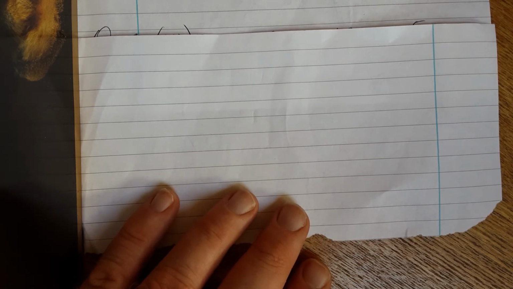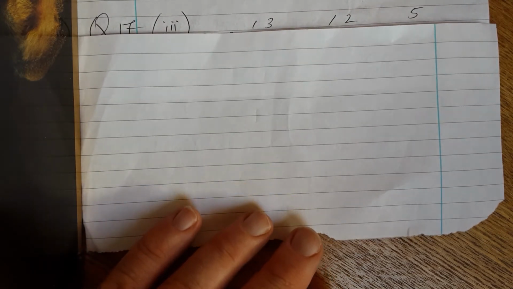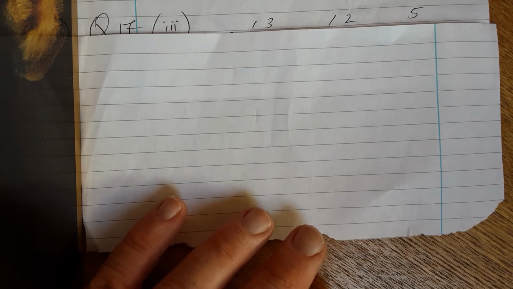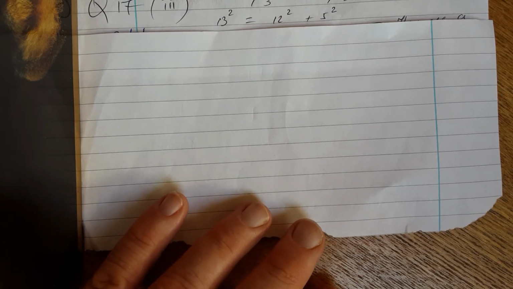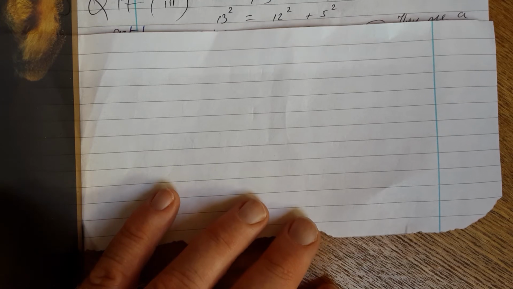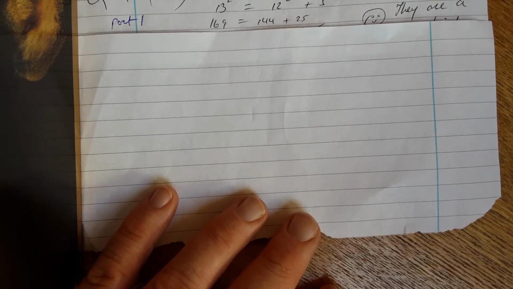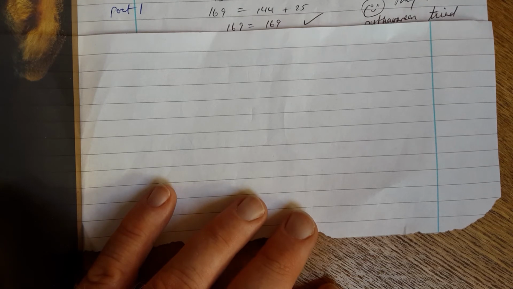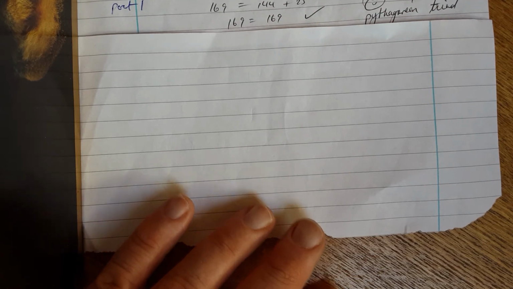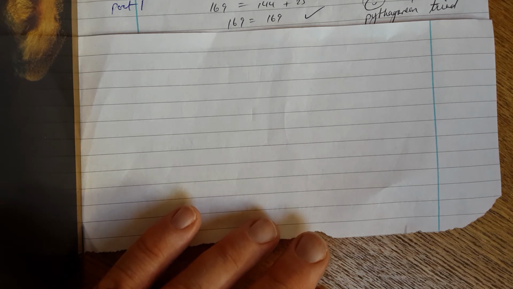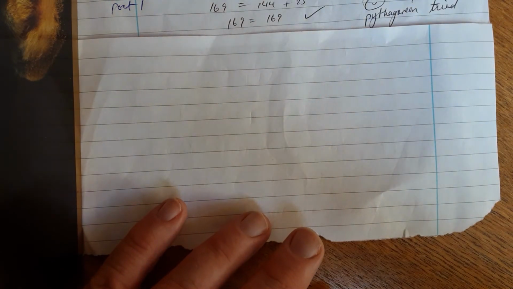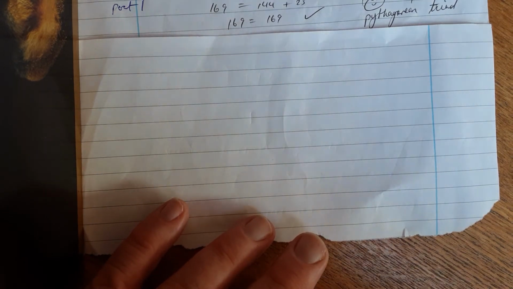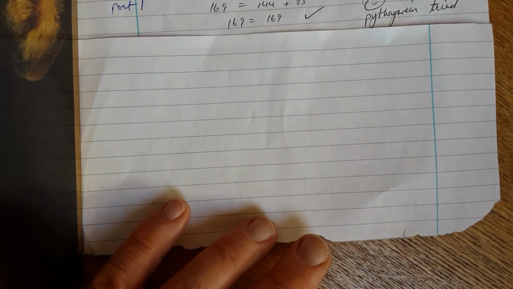Okay. Question 17, part 3. We're given three numbers, 13, 12 and 5. 13 is obviously the hypotenuse. So 13 squared is equal to 12 squared plus 5 squared. Let's see, does that actually work out to be equal? So 169 is equal to 144 plus 25. And that is indeed correct. 144 plus 25 gives you 169 on the right hand side, and on the left hand side we already have 169. Therefore they are a Pythagorean triad of those three numbers. So those three numbers can be substituted into Pythagoras and prove Pythagoras to be correct. They are known as a Pythagorean triad.